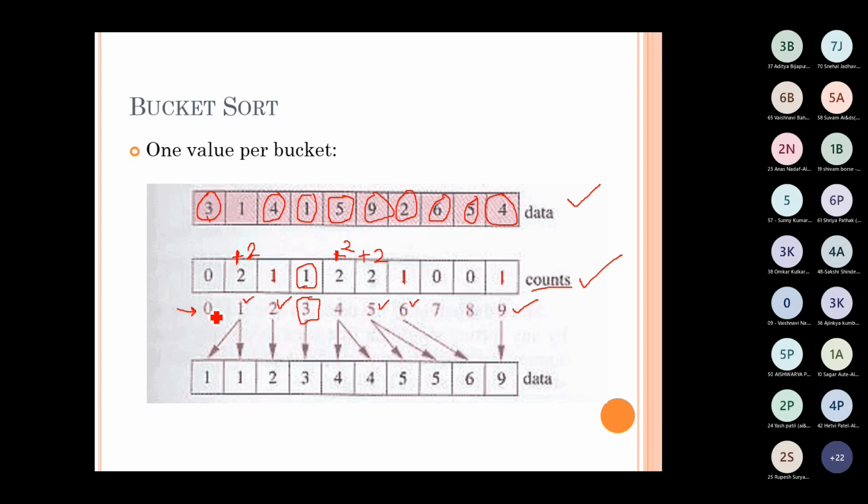So if bucket number 0 has count 0 that means 0 कोई data है ही नहीं हमारे collection में. Then bucket number 1 count is 2 that means there are 2 occurrences of 1. So we will start reading this count array. Okay, when we want to have the sorted data we will read this count array.